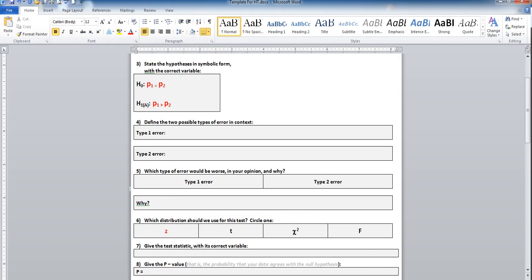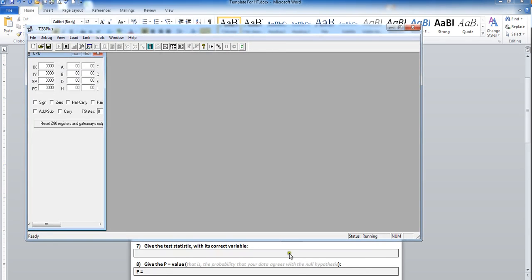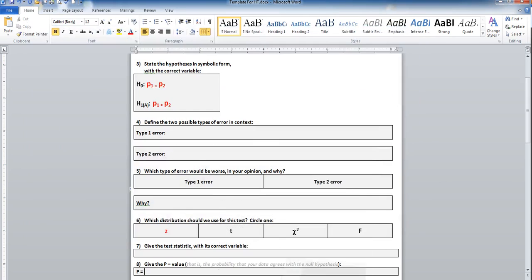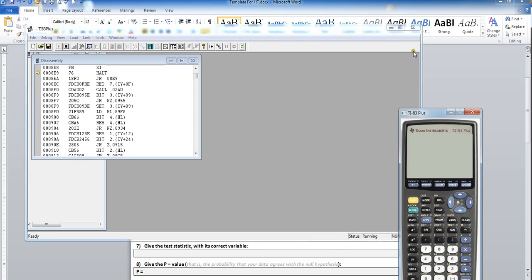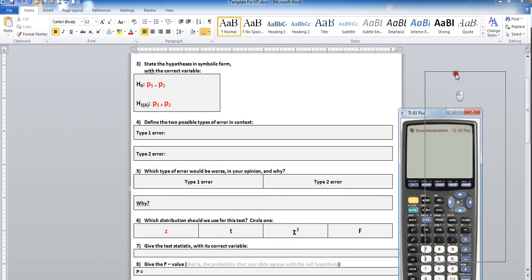Test statistic and p-value. Let's crank out the TI, which is where? I guess I got to start it up again. Nope, it's running somewhere. Where is my TI? Huh, I guess it's not running somewhere. Let's stop it. Start it again. Oh, there you are. Sorry about that.